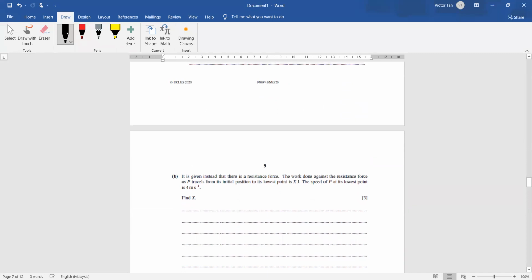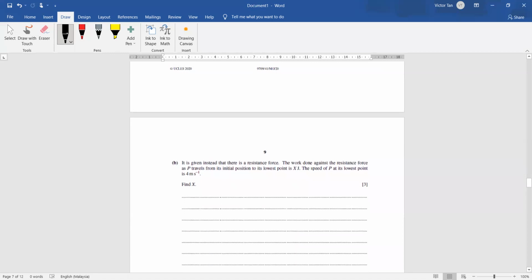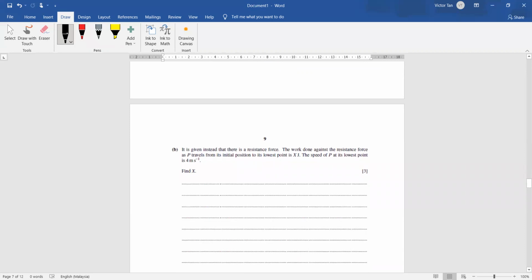It's given instead that there is a resistance force. The work done against the resistance force as P travels from its initial position to its lowest point is x joules. The speed of P at its lowest point is 4 meters per second. Find x.